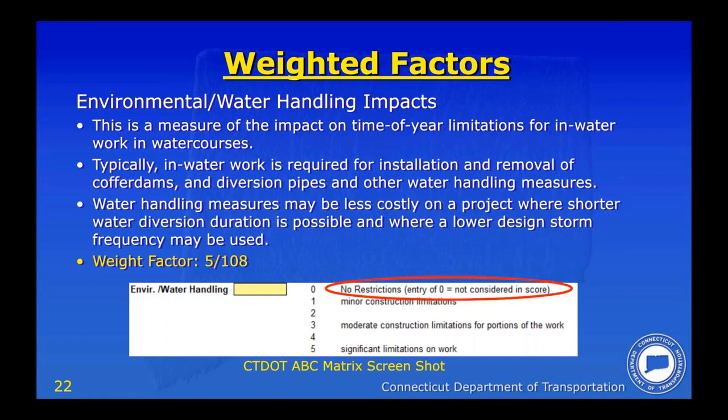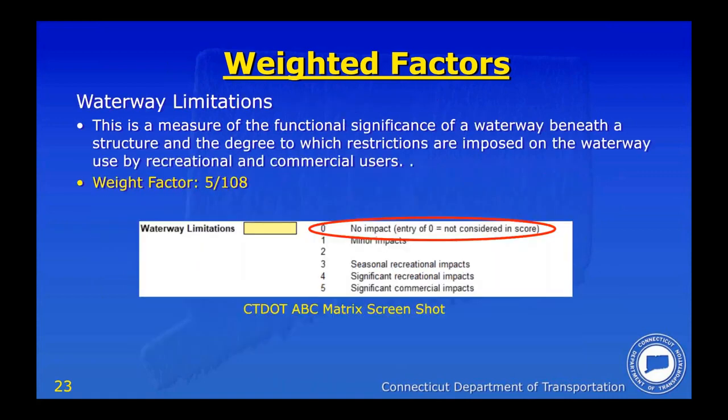Then water handling here, if we're not over water, it's a 0. If we are over water and we have significant limitations on work, time of year restrictions, that might push a job from 1 year to 2 years or 3, depending on the nature of the project. There can be a big advantage for accelerated bridge construction that might get us in and out in one season. Then waterway limitations here. Are we over commercial, navigable water or not? So this is scored again appropriately here with these values we noted.